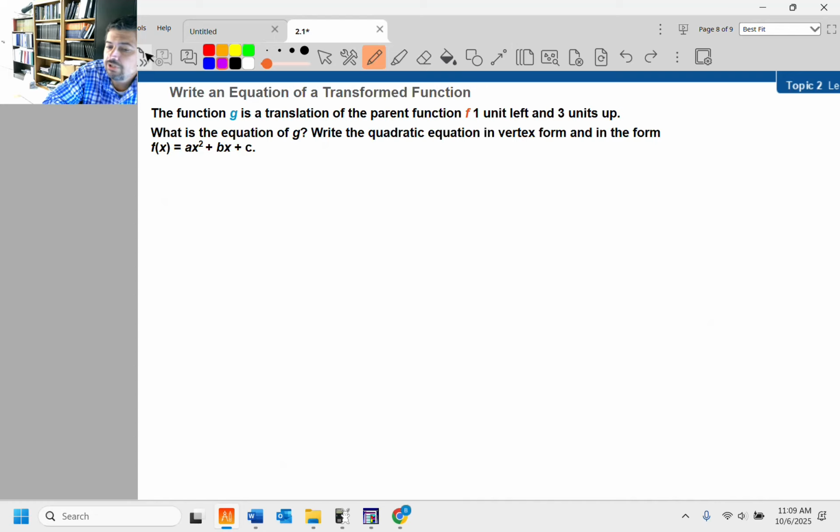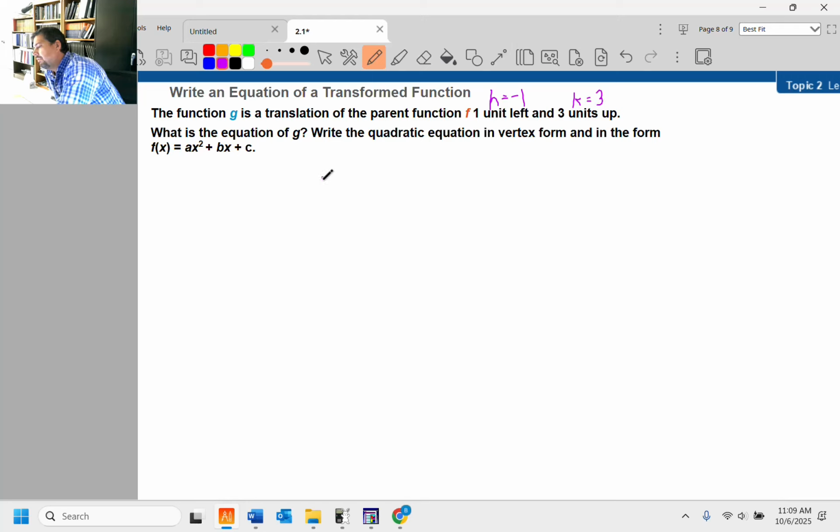All right, the function g is a translation of the parent function f, 1 unit left and 3 units up. 1 unit left says that h is negative 1 because it's the horizontal shift. 3 units up says k is 3. What is the equation of g? Write it in vertex form and in the form f of x equals ax squared plus bx plus c.